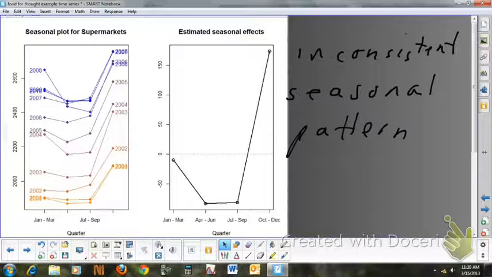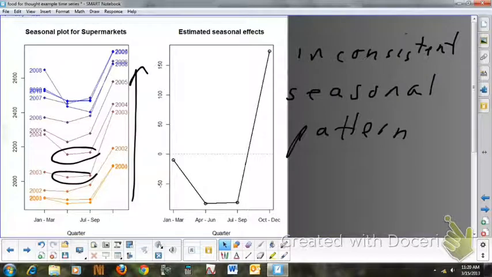Because it's increasing, that's fine. It doesn't matter that it's increasing every year, but is every year kind of following this pattern? Well, this year definitely is, and this year. But after that, I'm not sure there are any years that are actually following that pattern. So it's fairly inconsistent. And you say that: it's an inconsistent seasonal pattern.